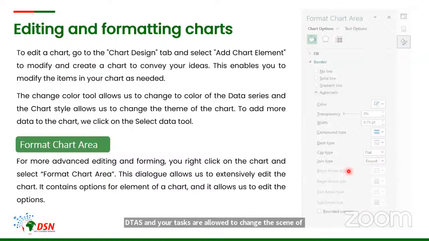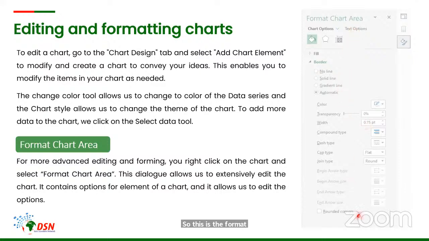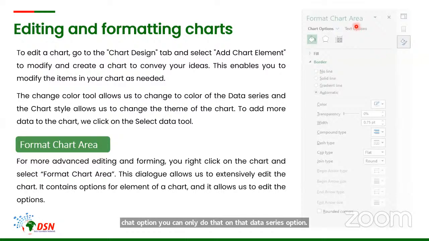So this is the format chart area, and virtually everything about editing and modifying the chart is possible here. What is important for you to know is that whatever option you are under determines what you can change. So you cannot change the color of your line chart or your column chart under chart option. You can only do that under data series option. Under that option, you find more options like text option, where you see color, effects, and then size and properties.